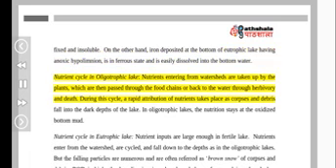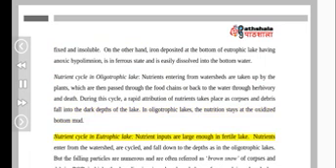Nutrient cycle in oligotrophic lake. Nutrients entering from watersheds are taken up by the plants, which are then passed through the food chains or back to the water through herbivory and death. During this cycle, a rapid attrition of nutrients takes place as corpses and debris fall into the dark depths of the lake. In oligotrophic lakes, the nutrition stays at the oxidized bottom mud.